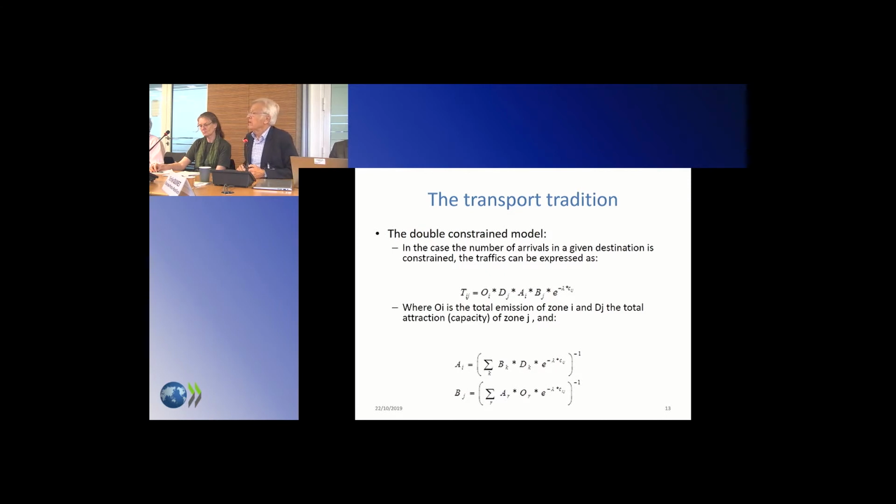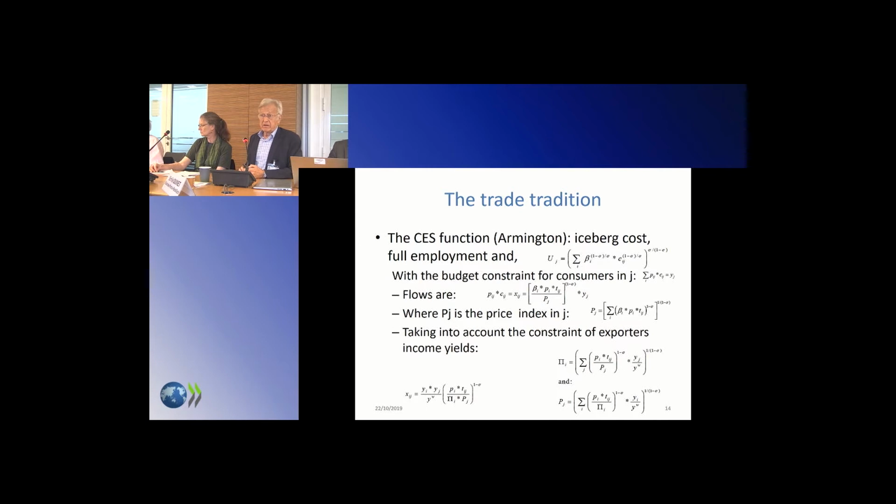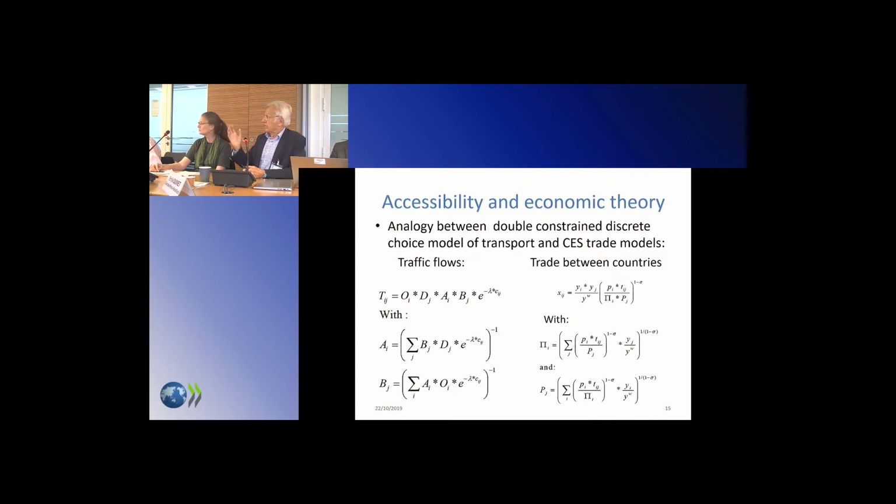I would also say a word on the use of accessibility in another stream of ideas, another tradition, which is the trade tradition. There is a lot of use of accessibility and the gravity model in the trade tradition, coming from the Armington model and developed by Anderson and van Wincoop, which is widely used both in trade and in economic geography. It is quite striking that in both fields, with slightly different assumptions, we arrive at a very similar formulation.